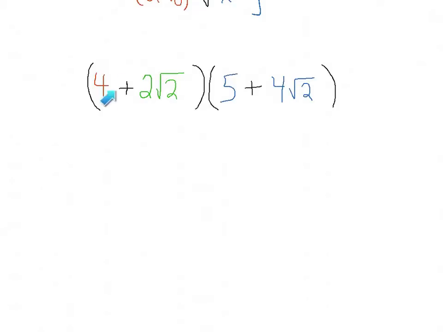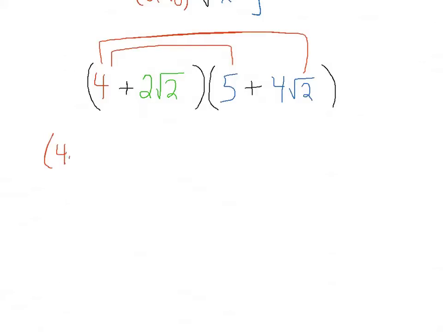Okay, this first example that I'm going to show you is a binomial times a binomial. So we have 4 plus 2 square root of 2 times 5 plus 4 square root of 2. And when we're doing binomial multiplication, we know that we can use the FOIL method. So I'm going to first take this 4, and I'm going to distribute it to both of these terms. So I have 4 times 5 plus, and then 4 times 4 square roots of 2.